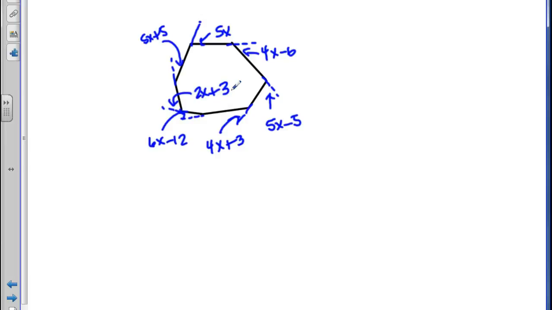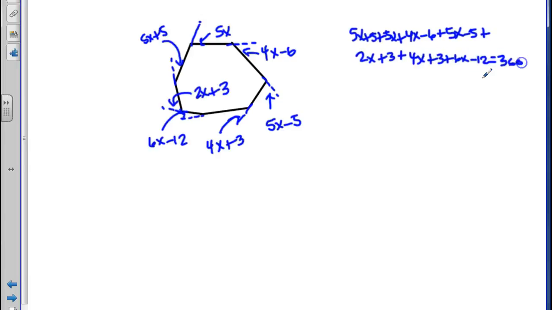So if I want to find the value of x, then I would just set all of these, 5x plus 5 plus 5x plus 4x minus 6 plus 5x minus 5 plus 2x plus 3 plus 4x plus 3 plus 6x minus 12, equal to 360. Now, instead of writing all that out like that, I would probably come back over here and just pluck out the x's. So there's 10, 14, 19, 23, 29, 31. So I would go ahead and start it like that.